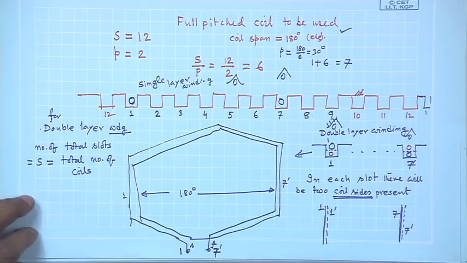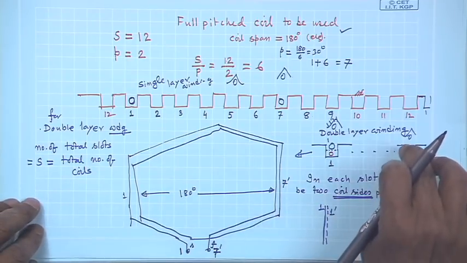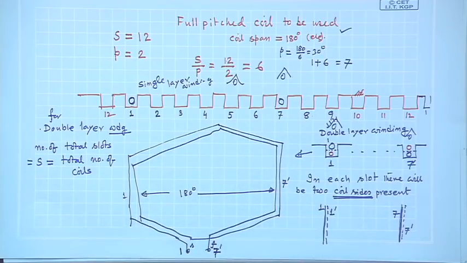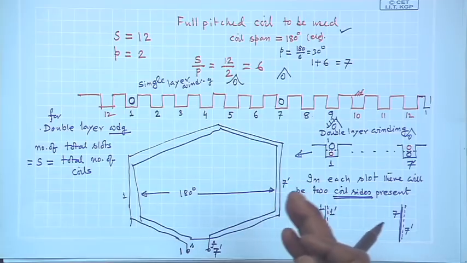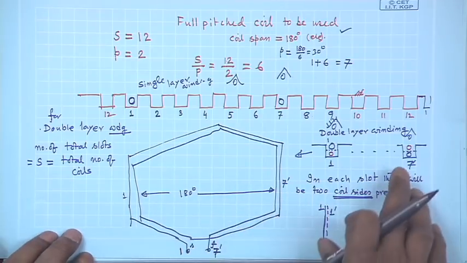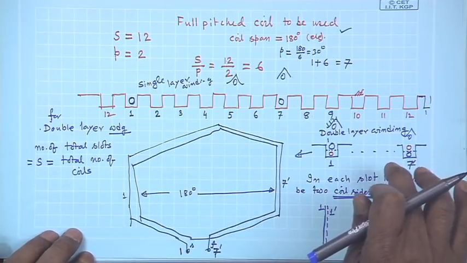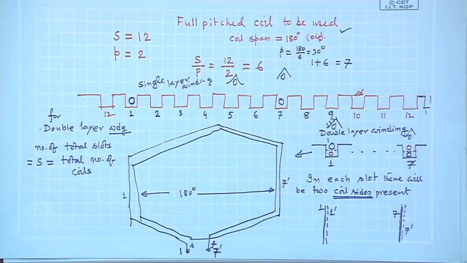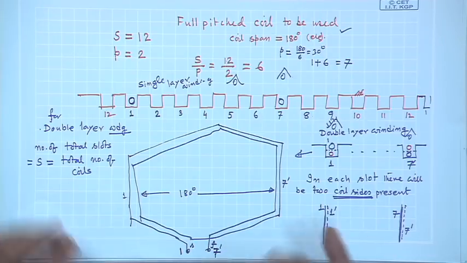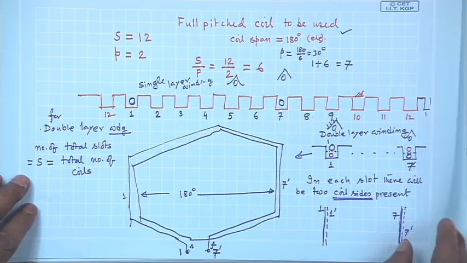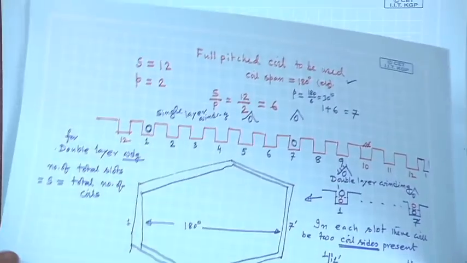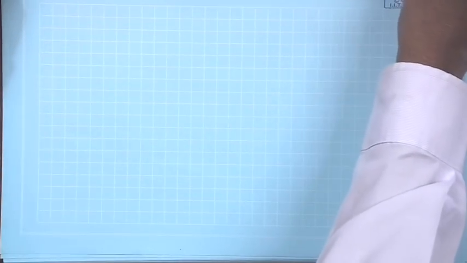Therefore, the coil side occupying the upper deck, I will call coil side by the number of the slot. The coil side which will be on the lower deck, I will call once again by this same slot number, but with a prime attached to it, so that I do not make any mistake. Okay. If that be the case, then we can proceed further.